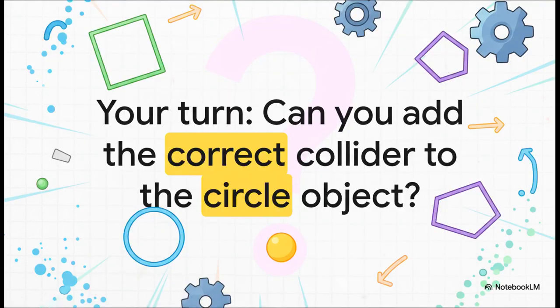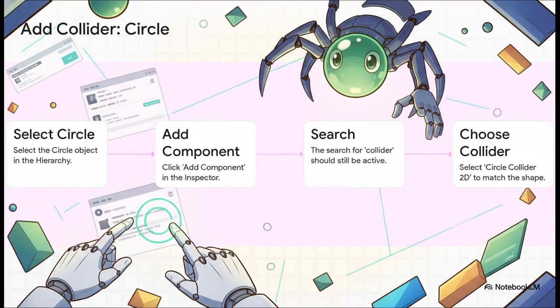Okay, your turn. A little pop quiz for you. You just saw me add a collider to the player. Based on what we've just covered, can you add the right kind of 2D collider to our orange circle object? Go ahead, I'll give you a second to figure it out. All right, how'd you do? Did you get it? The steps are exactly the same.